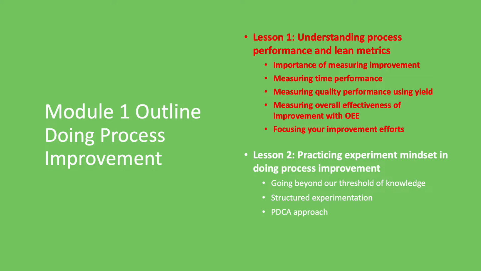Topics under Lesson 1 would cover understanding the concepts of measurement and how it relates to improvement. We'll talk about linking process performance with the basic lean metrics. We'll discuss concepts on cycle time, yield, and OEE, and how all of this can help guide you and your team in finding out the areas where your improvements will matter more.